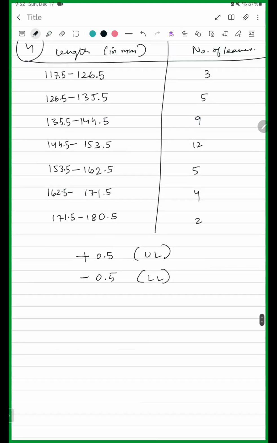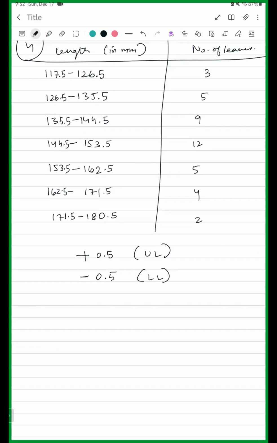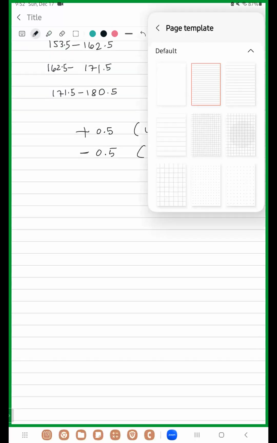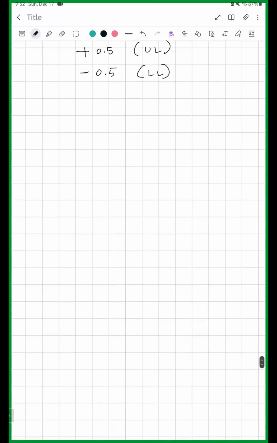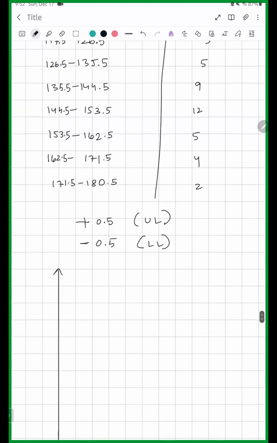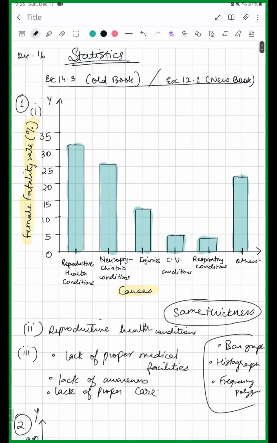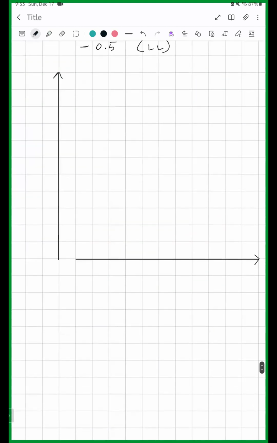Okay, so now we have made it continuous. Now we start making our graph. And one more thing: in a histogram, our class intervals should always be continuous. That is why, when we had a bar graph, it was separate bars, not sticking to each other. But in the case of a histogram, these bars are going to be close to each other.